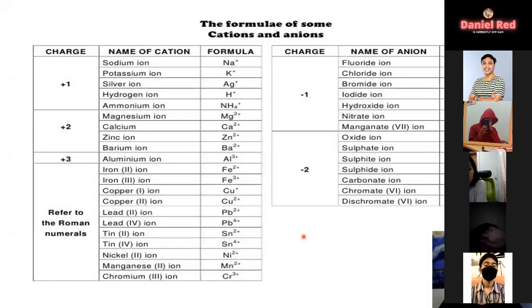Let's give some examples of ions for these particular elements. So you have here the positive one, which is the cation, and the negative one, which is the anion. So you have sodium ion, that's why it has a symbol of Na, and then the plus sign superscript. And of course, you have the potassium, silver, hydrogen, and so forth. Well, for anions, you have the fluoride, chloride, bromide, iodide, hydroxide, nitrate, manganate, and so forth.